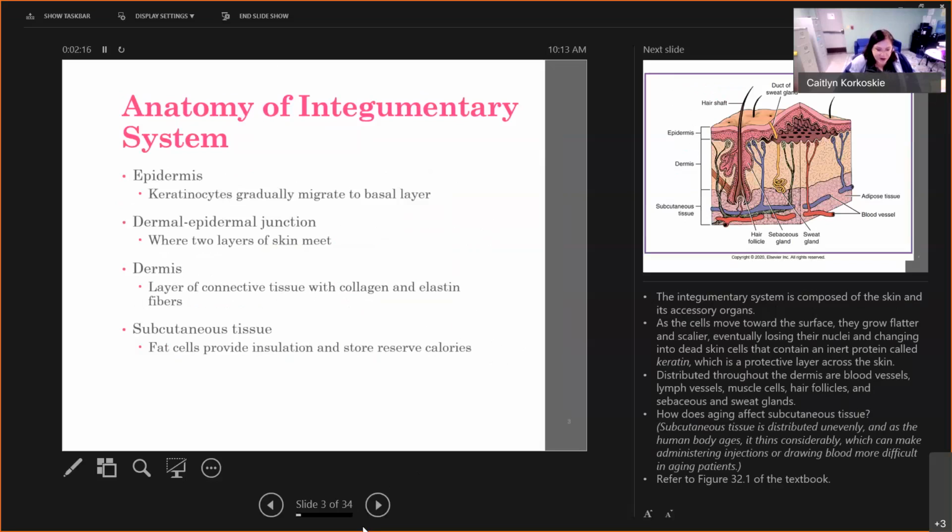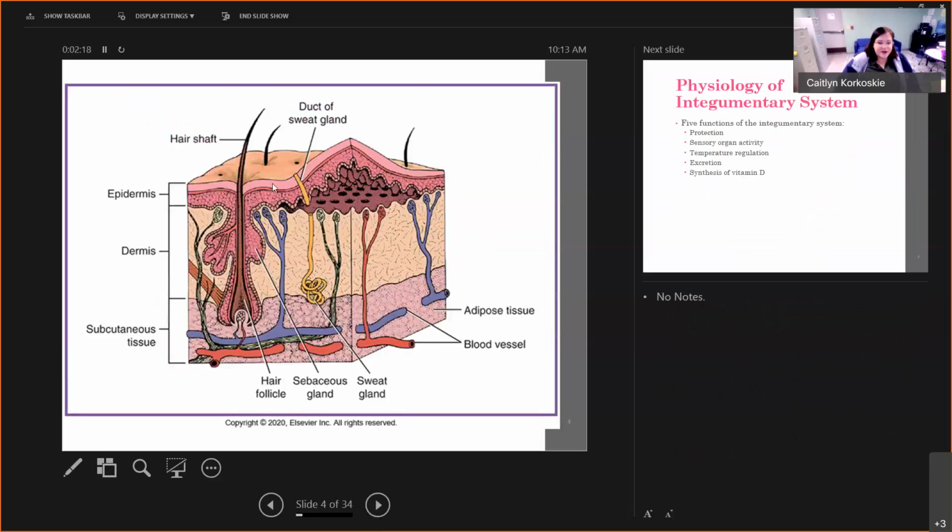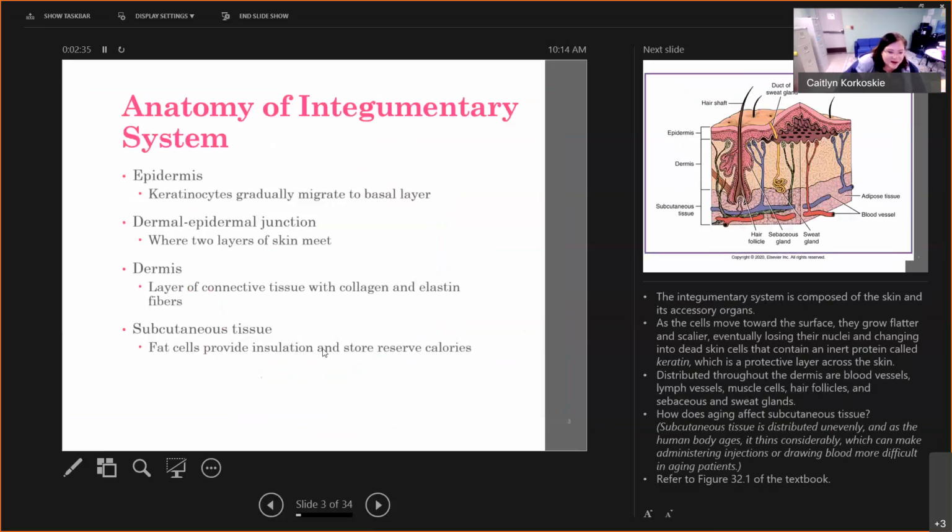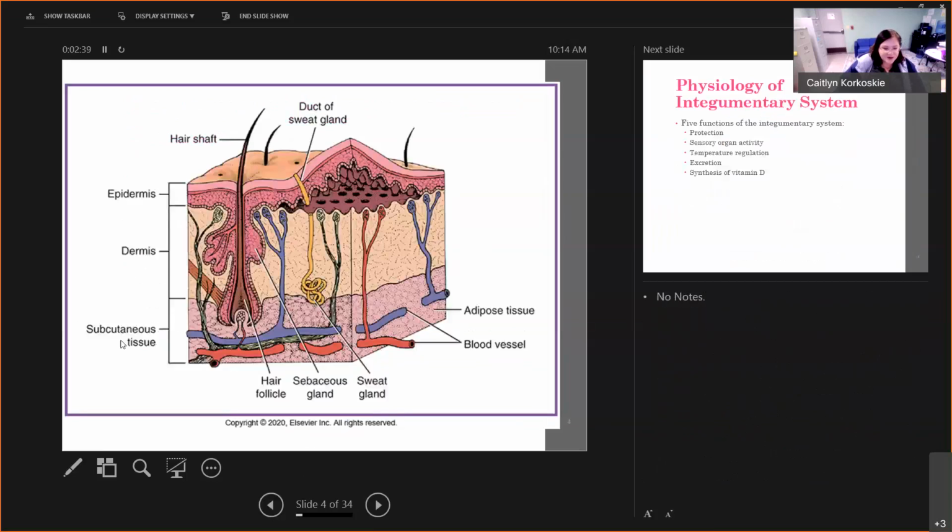On this slide, we're going over your first layer of skin, the epidermis, which is the outer part that you see. And then you have the dermis, which is where you have the tissue with the collagen and elastin fibers, and then the subcutaneous area is where you have the fat cells that help keep the temperature regulated in your body.